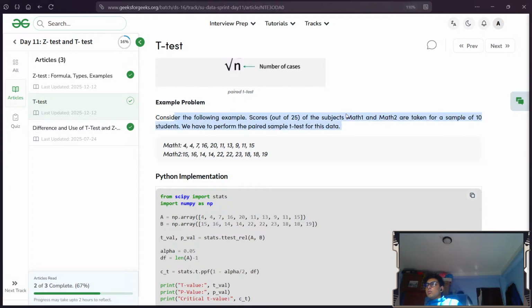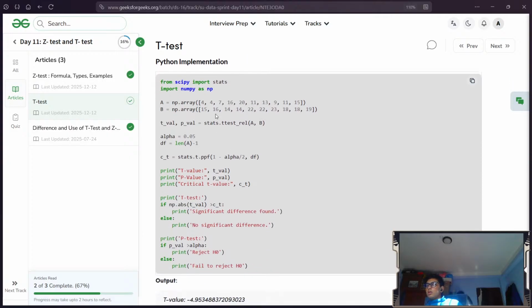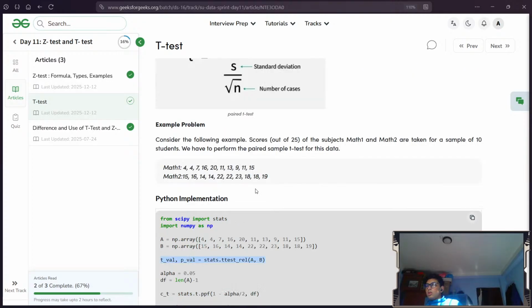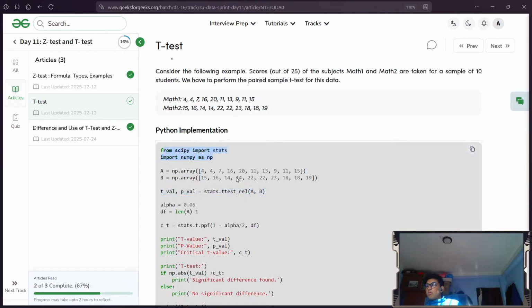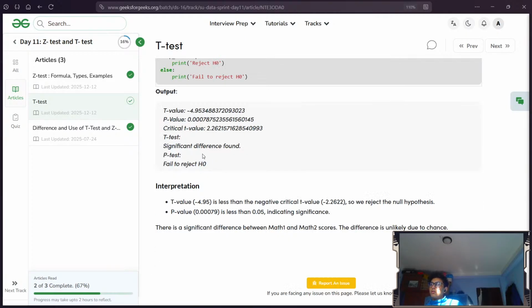Consider the following example. We have to perform paired sample t-test for this data, and the paired sample t-test is done here using SciPy. The t-test value found for 2 weeks is not less than critical, so we reject the null hypothesis. Less than critical, so we reject, otherwise we accept. Okay.